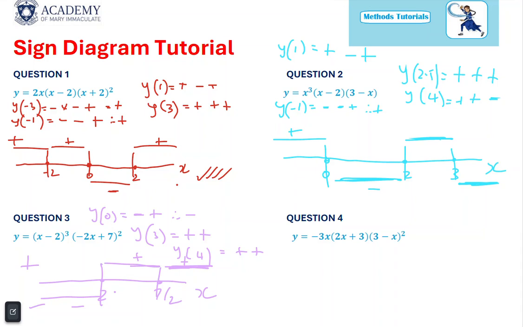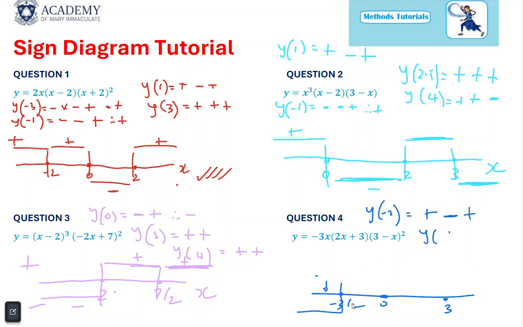And looking at the last one, question number 4, I've got a 0, a negative 3 on 2 and a 3. Okay, so y of -2, because -2 is to the left of minus 1.5. Negative times negative is positive. Negative 4 plus 3 is negative. And something squared is positive, so we're in the negative.